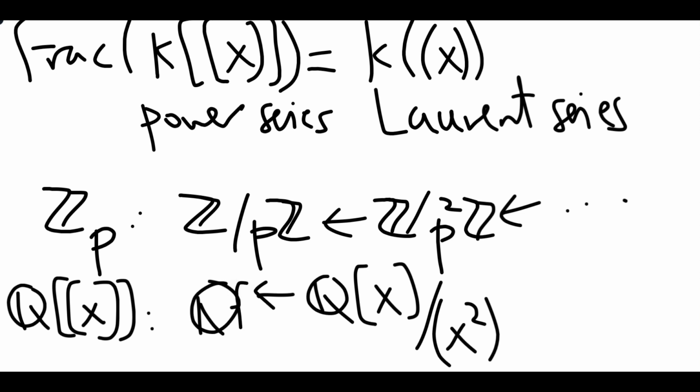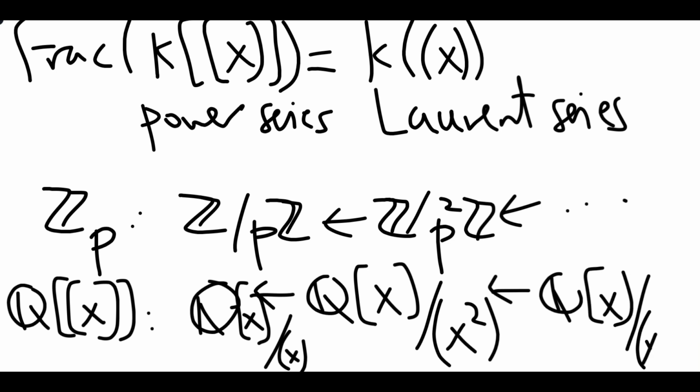So Q can also be thought of as Q adjoin x mod x. That's a silly way of writing it, but when you quotient out by all the powers of x, you're left with just constants. And then at the next level up, you have everything where you ignore x squared and beyond, and then you ignore everything that's x cubed and beyond, and so on. And again, this is a sort of completion, but where x is playing the role of p before.